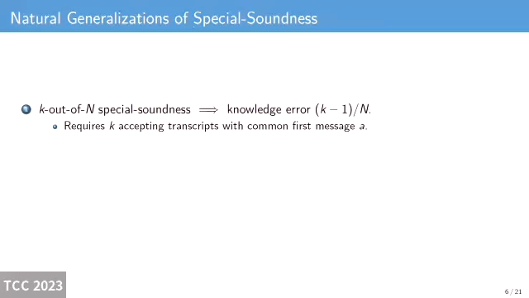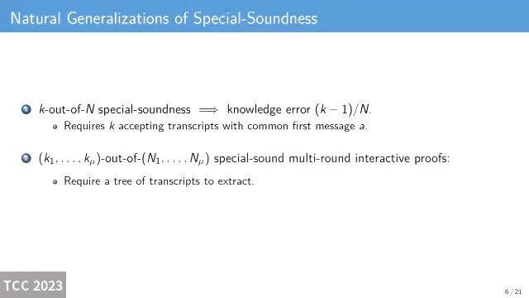There are some natural generalizations you can require. For instance, instead of 2 accepting transcripts, you can require k of them. Then you also get knowledge soundness with knowledge error k minus 1 over n. There's also a multi-round generalization of this notion that was presented in the presentation before. And in this multi-round version, you need a tree of transcripts to extract. I will be focusing for simplicity on the 3-round setting. Benedikt already mentioned a couple of limitations of this special soundness notion, and I will mention a couple of others and generalize this notion in another direction.